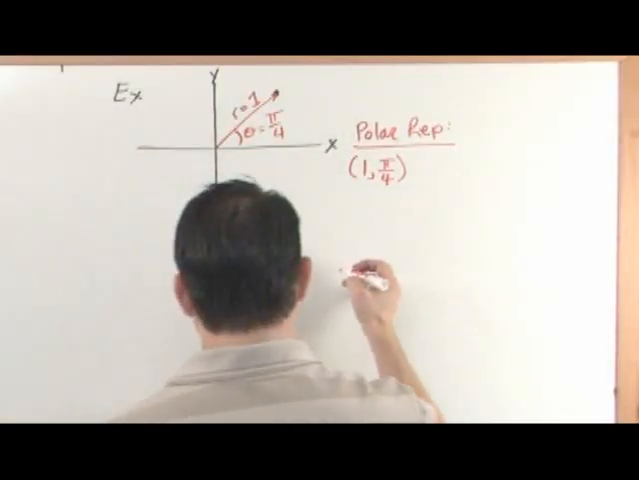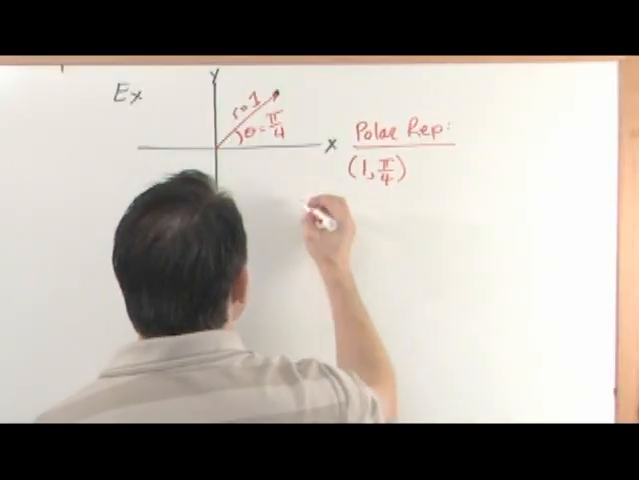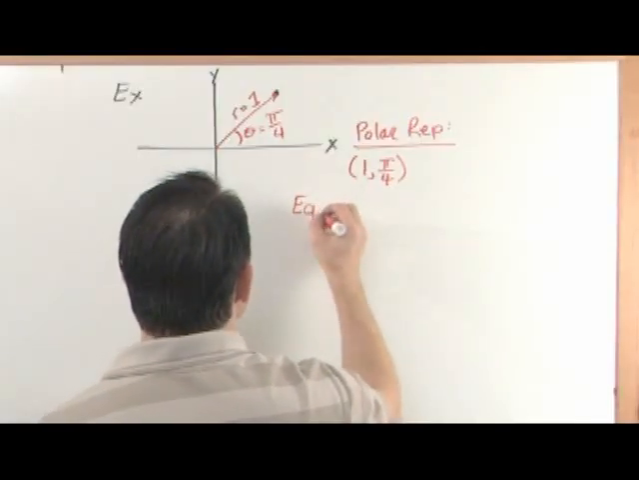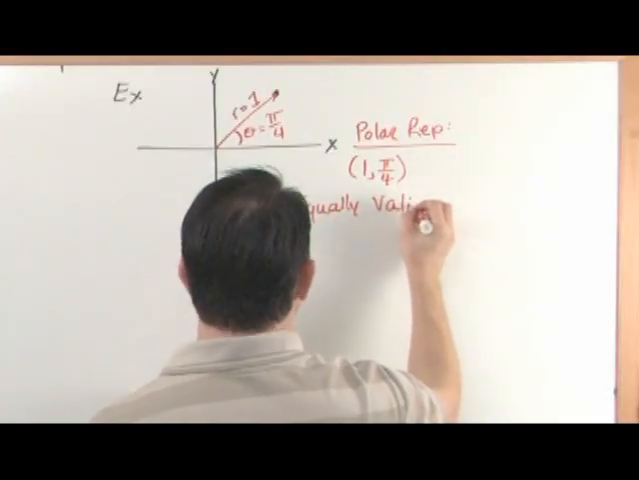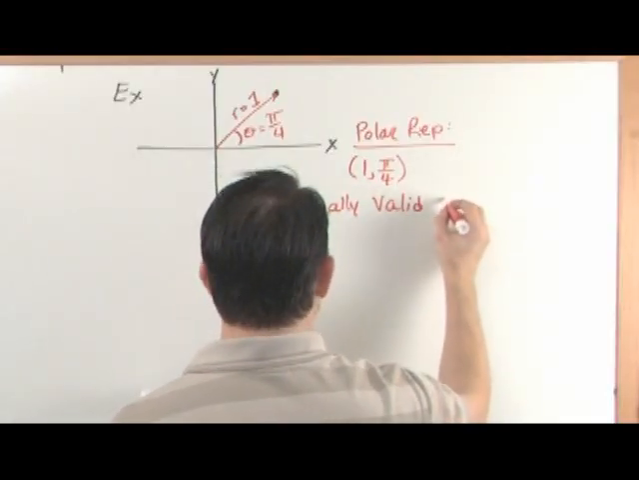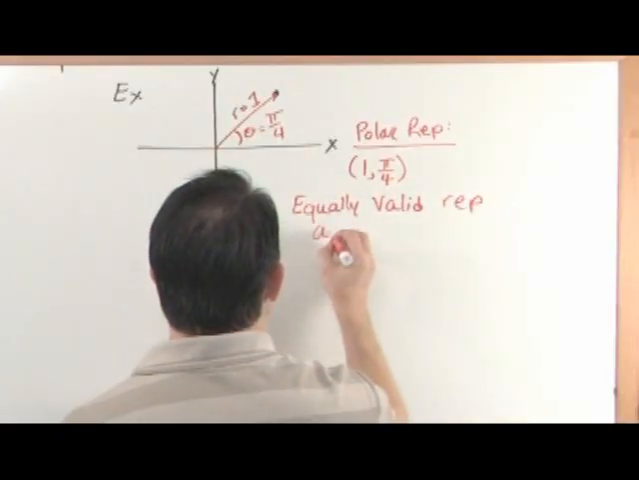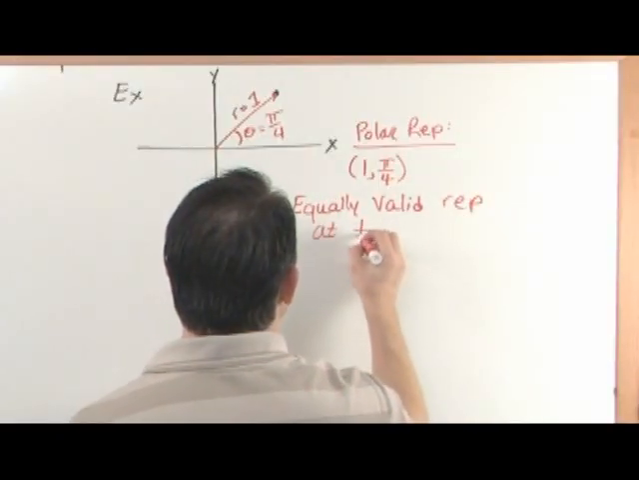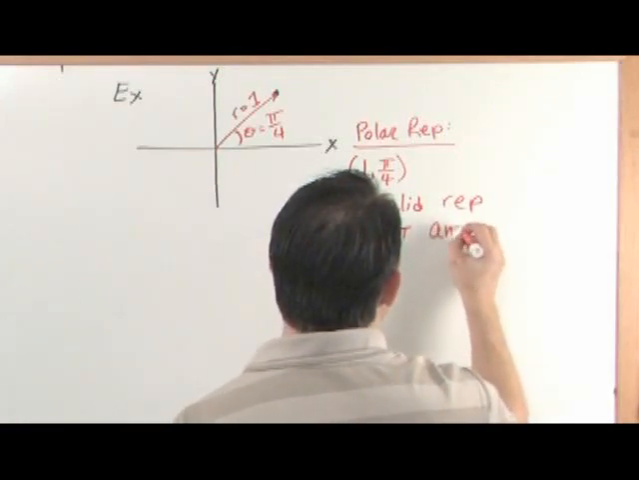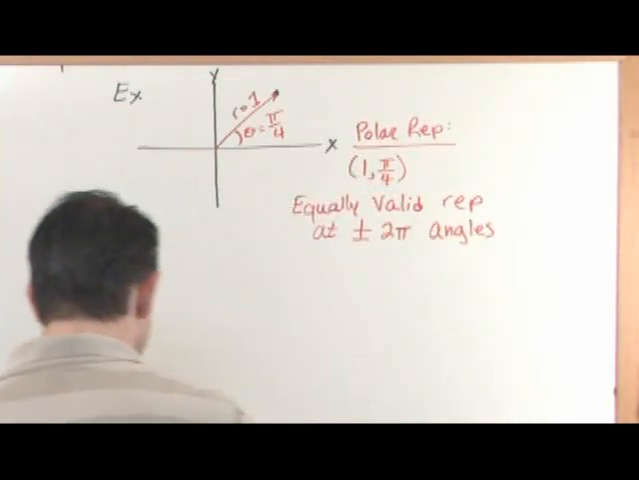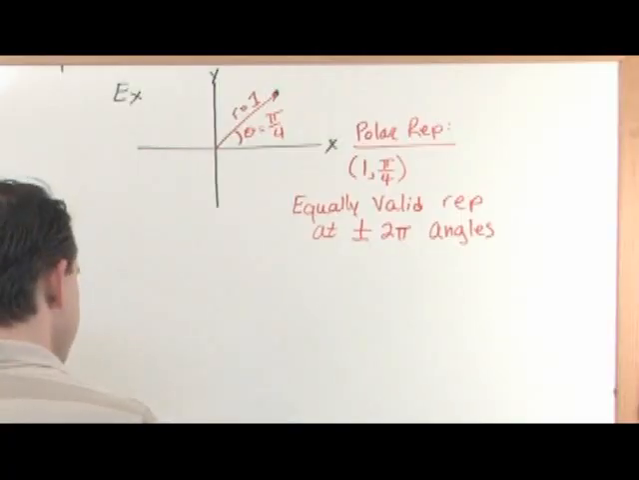What I'm trying to say is that this representation is equally valid at plus or minus 2 pi angles. Now what do I mean by that? Let me switch colors and show you what I mean.